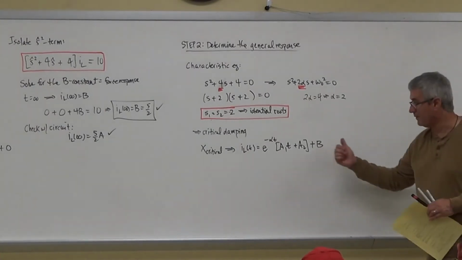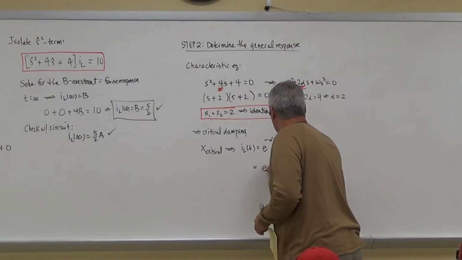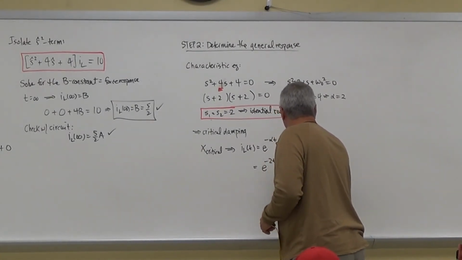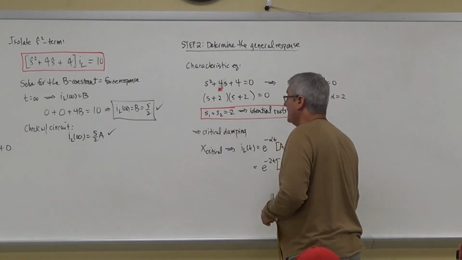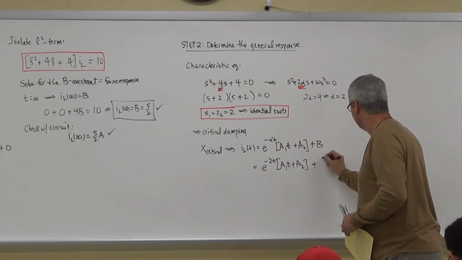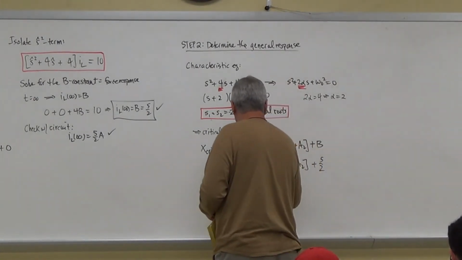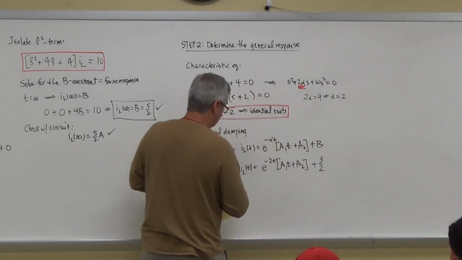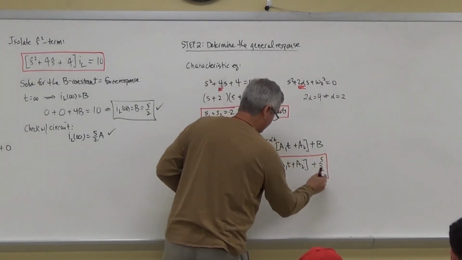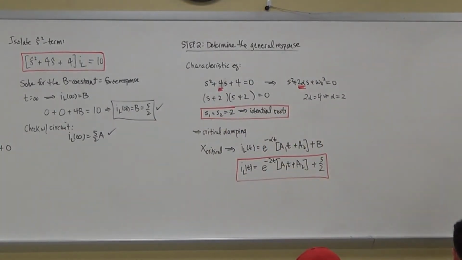So I'm going to write the general response here. The general response now is e to the minus 2t, times A1 t plus A2, plus we calculated B already. B is 5/2. So this is what the inductor current is here. That is the general response, right there.